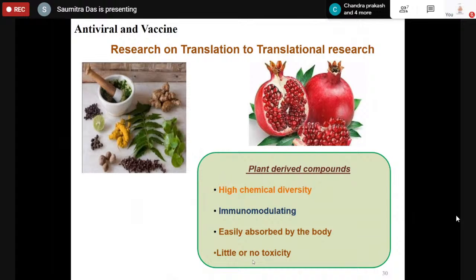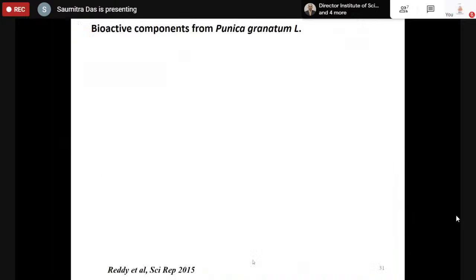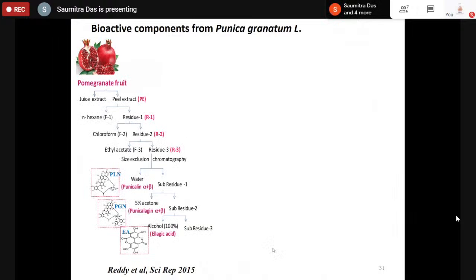Now, while we were doing it, the Government of India insisted that we focus on some antivirals and vaccines, which could be possible to get for human health management. So we tried to use our expertise to isolate pure compounds from the fruits that we consume almost every day on the breakfast table.